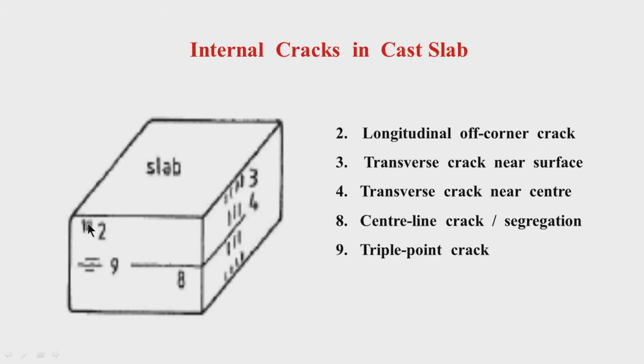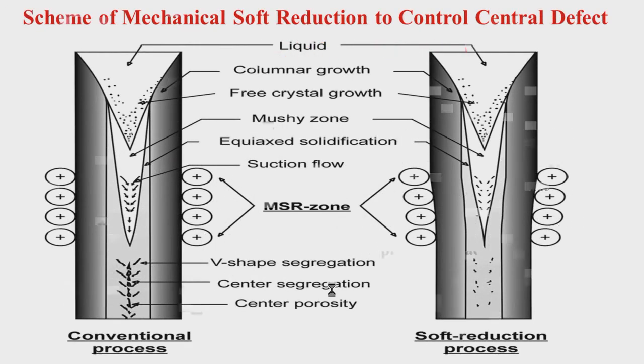Then this is off corner longitudinal. You are looking only at the trace on the section, only at the trace of the crack. Then again it can be a transverse crack near the surface, or a transverse crack near the center. So, all sorts of cracks I have talked about.